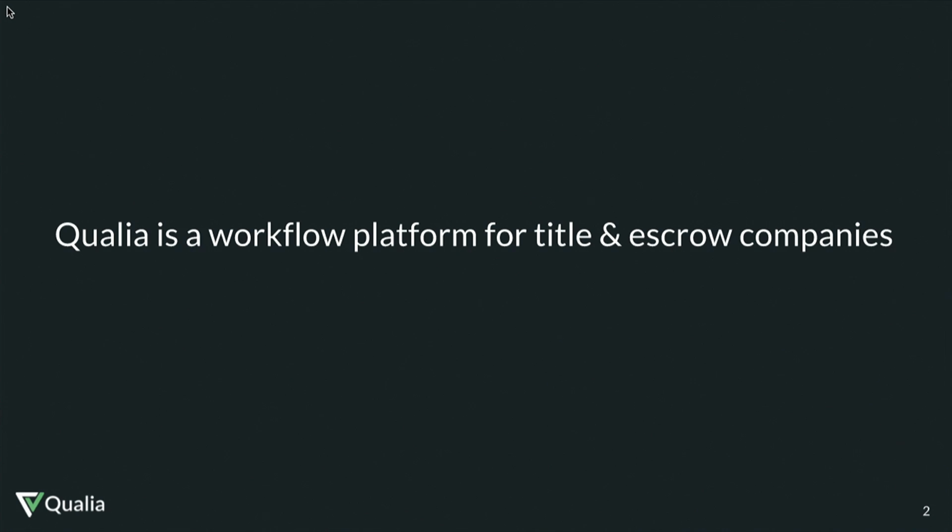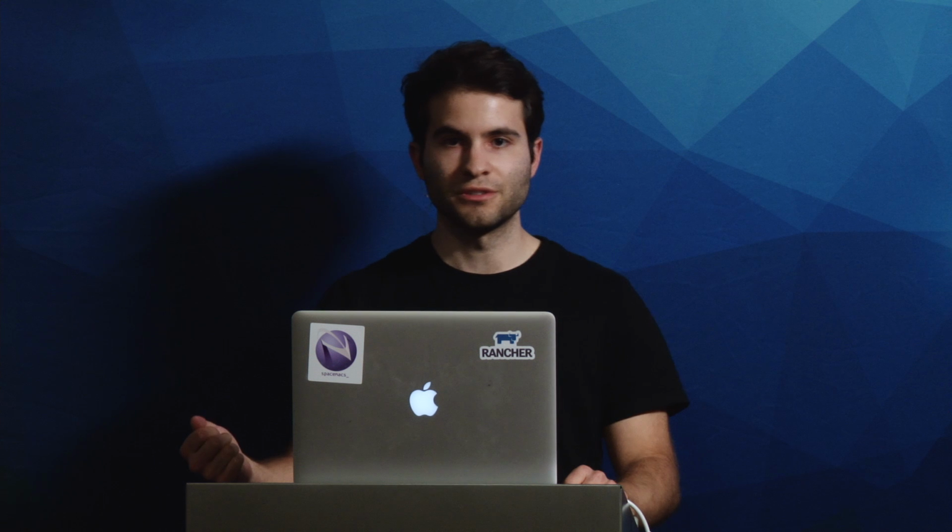So first of all, let me tell you a little about what Qualia is. Qualia is a workflow platform for title and escrow companies. Anytime a house is bought or sold in the United States, there are people that do all of the processing work, all of the back office work to make sure that transaction gets completed smoothly. The people that do this work are called title and settlement agents, and we make workflow software for their very specific workflow.